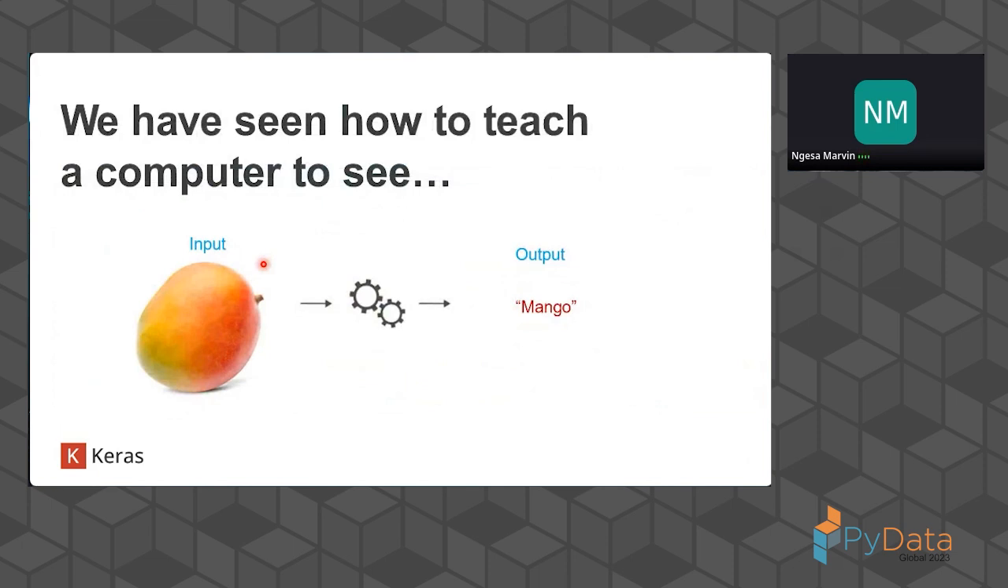So in some of the tasks that we've been seeing for computer vision, we've been seeing that you can have an input image. Then from this input image, you extract features.